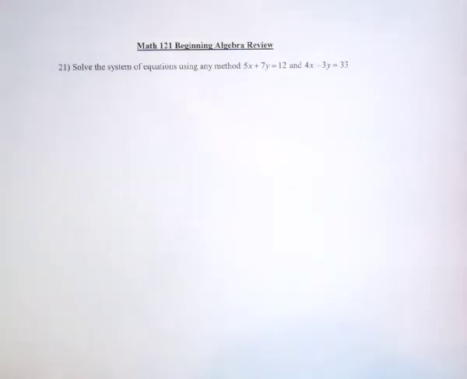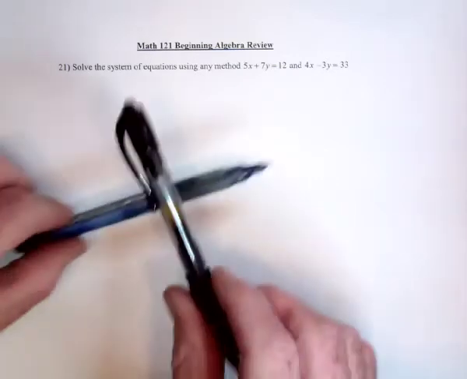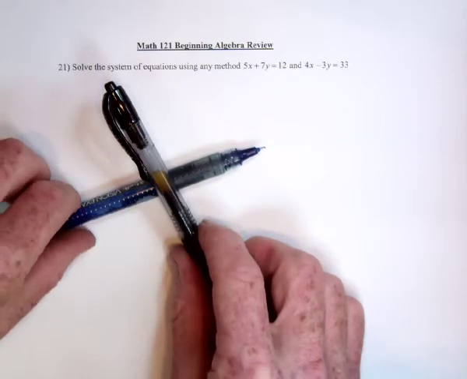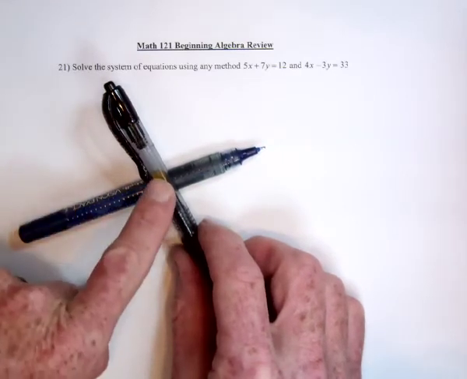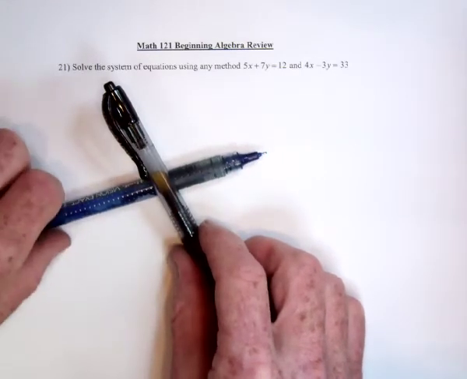Solve the system of equations using any method. Well, in beginning algebra, there is a graphing method, but the problem with that is it's not very accurate. If the two lines cross, and the point where they cross is at 7.3, most likely our graphs are not going to be accurate enough to be able to read that off the graph.